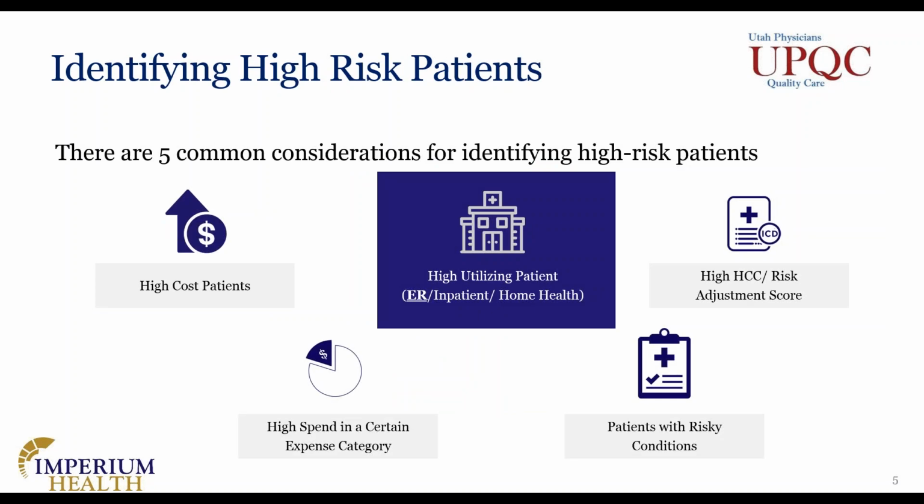And when we had talked about identifying those high-risk patients, we talked about high cost or high HCC score, maybe patients with risky conditions, or those that are utilizing services differently than their peers. And for today, we're just going to spend time focusing on those high ED utilizers, feeling like that's a group that we maybe can influence in a different way to hopefully drive better outcomes for the patient as well as savings for the ACO.